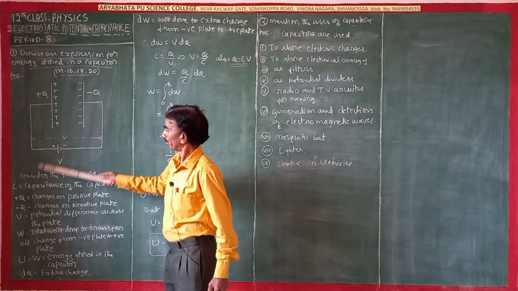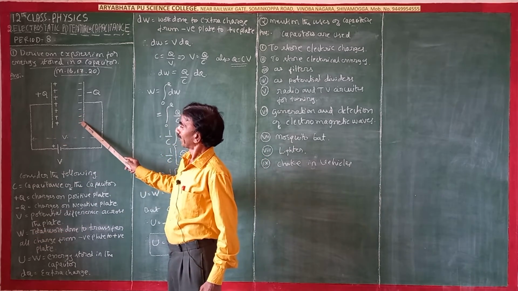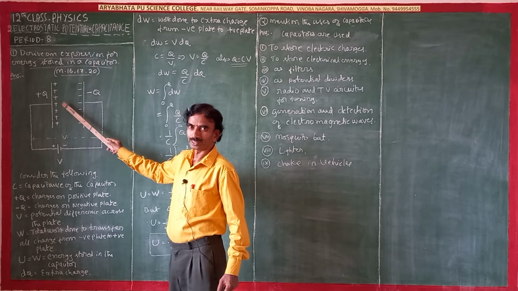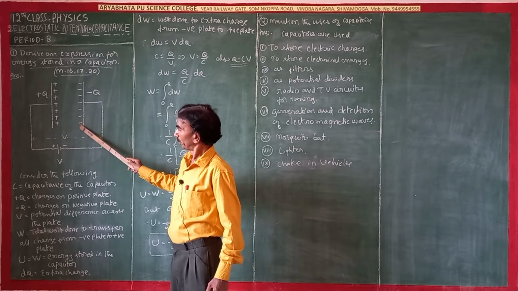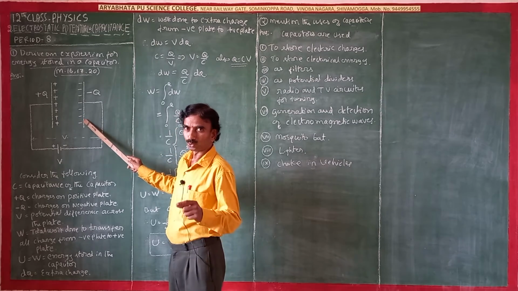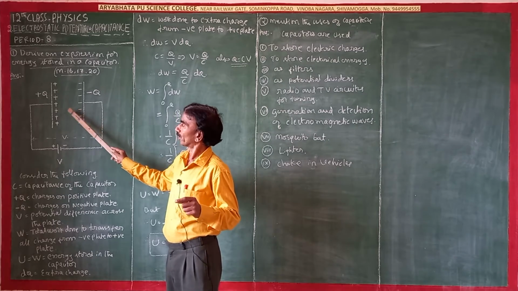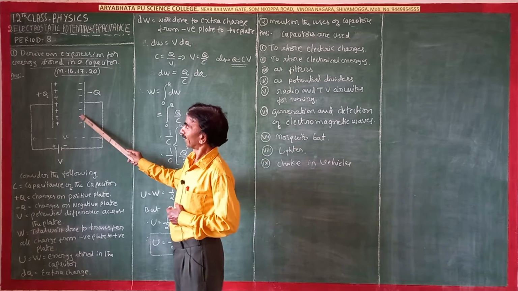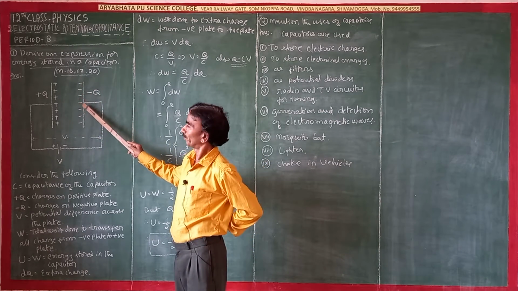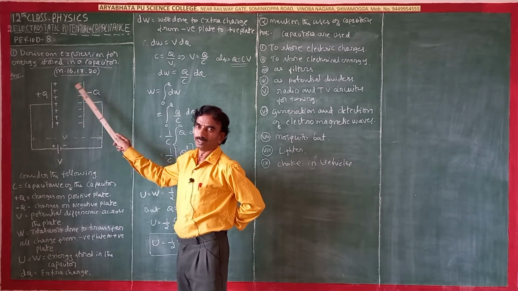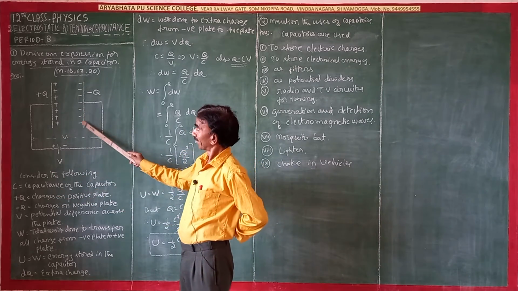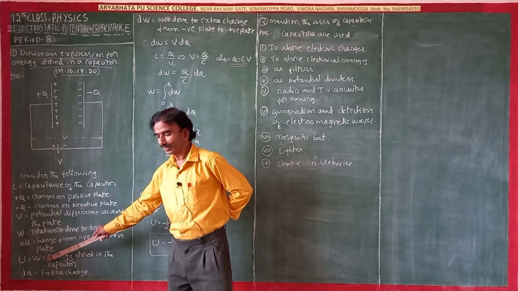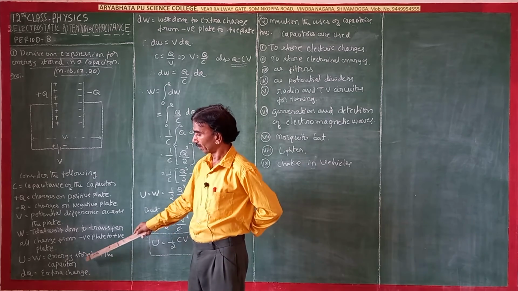And U is equal to W. U is equal to energy. Work done to transfer all these charges to the positive plate is nothing but energy stored. How much energy is stored to transfer the charges from here to this plate. So the total work done to transfer all these charges from the negative plate to the positive plate is nothing but the energy stored in the capacitor. W is equal to U is equal to energy stored in the capacitor.